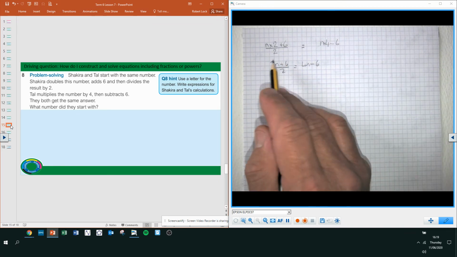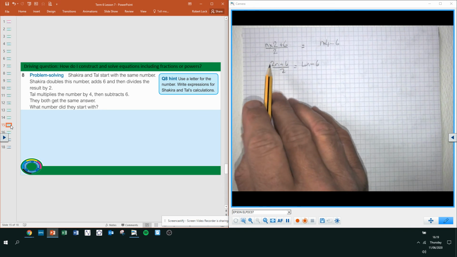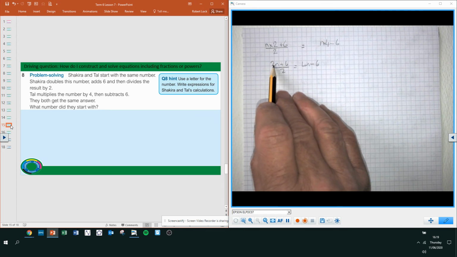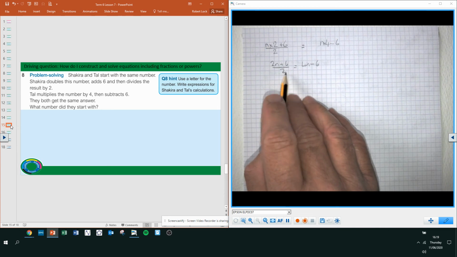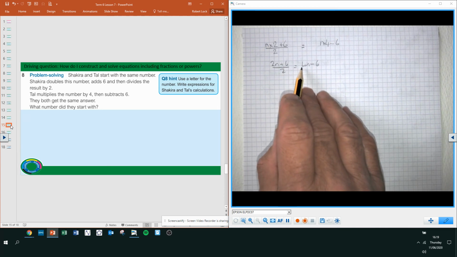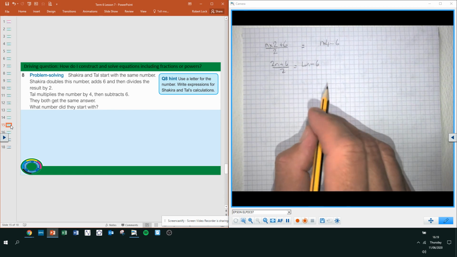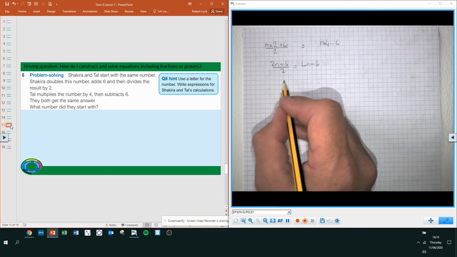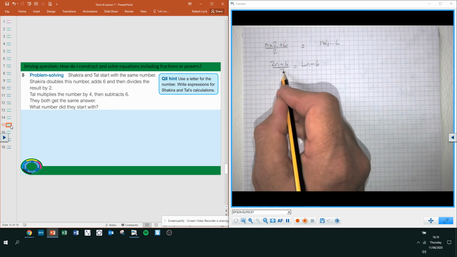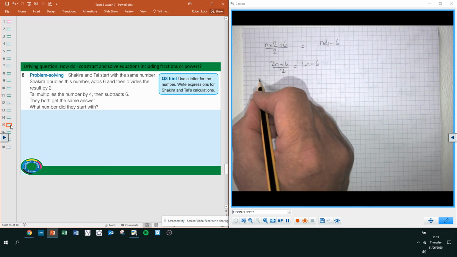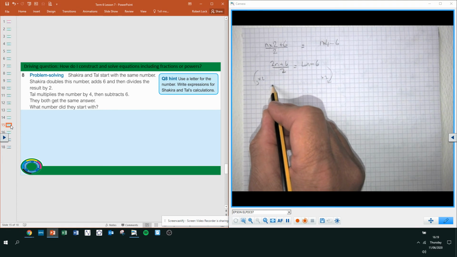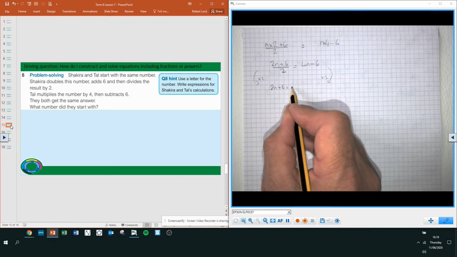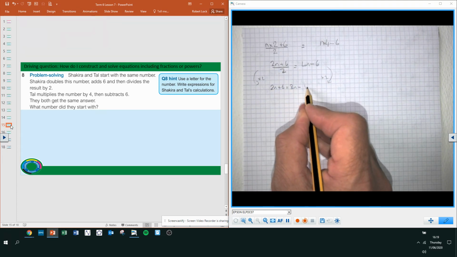Just check. Shakira takes a number, doubles it, adds 6 and divides the whole thing by 2. Tal takes a number, multiplies by 4 and subtracts 6. They both have the same answer. What number to start with? So first of all, let's get rid of the divide by 2 on both sides. So we times by 2 on both sides. So 2n plus 6 equals 8n minus 12.